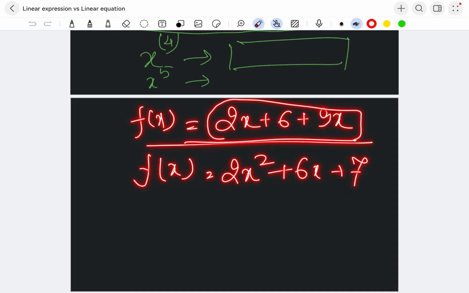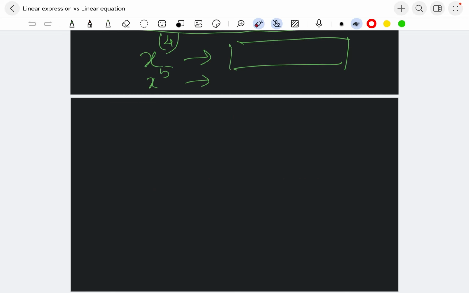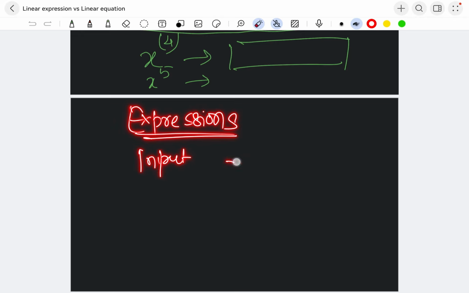Because in this expression the highest power of x is 1, but here if you see, the highest power becomes 2. There's also a power 1, but we will take the highest power, so the highest power is 2. That's how we do it. Now this happens to be called an expression. We learned about expressions. What are expressions? When we input something, we get an output.